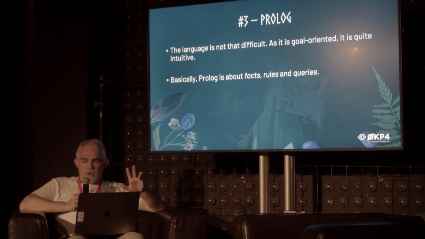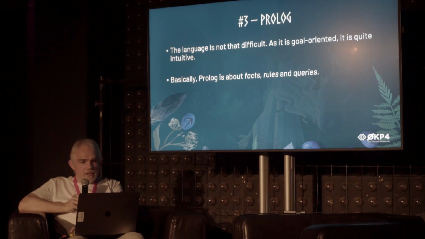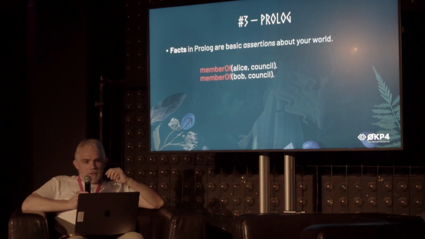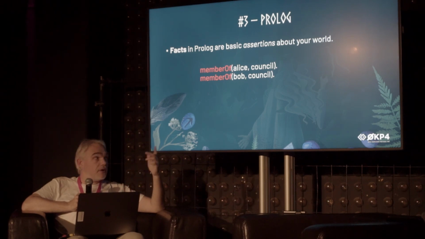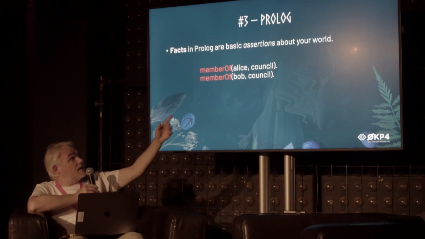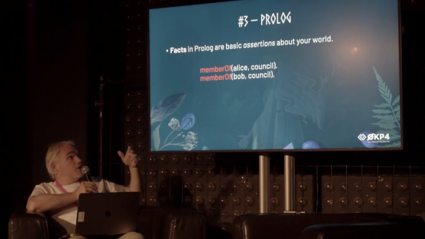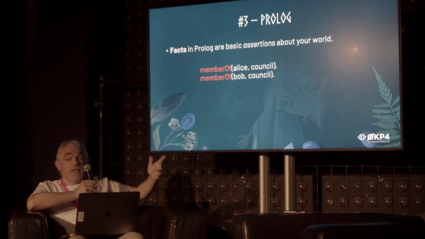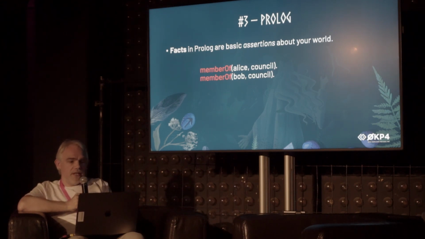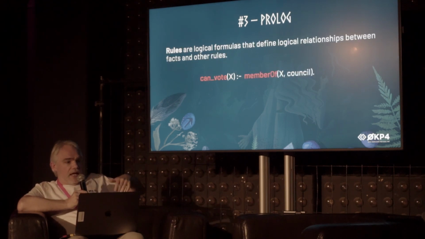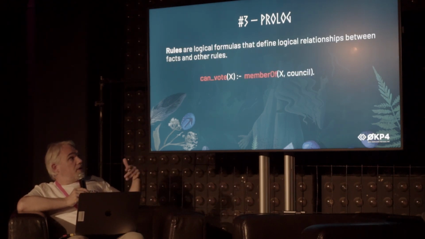So let's take a short moment to make a tour of Prolog. Basically, Prolog is about facts, rules, and queries. Let's see a little bit of Prolog code. Here we have the most basic elements of Prolog, which are facts, just a description of what we know about the world. Here we are stating that Alice is a member of the council, and we also say that Bob is a member of the council. It's like a database, in fact, with one table with two rows. It's very simple.